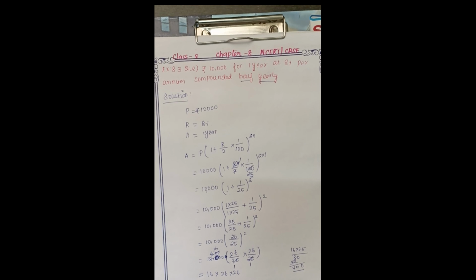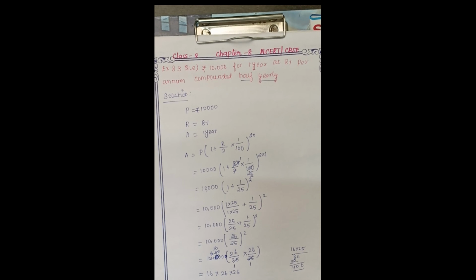10,816. So this is the amount, and compound interest is amount minus principal. So amount is 10,816 minus 10,000. So 816 rupees is the compound interest.